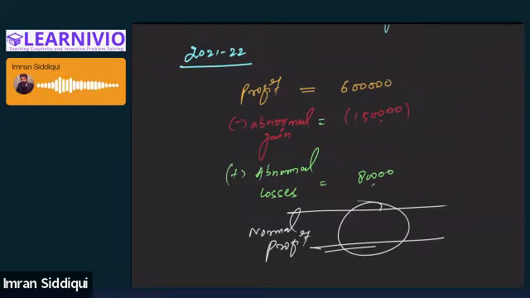And this has to be done for every year, for all the years for which you need to calculate the normal profit. Like if you need to calculate the normal profit for the year 2020-21, you will have to apply the same formula. For all other previous years or the upcoming year, you will have to apply the same formula to determine the normal profit.